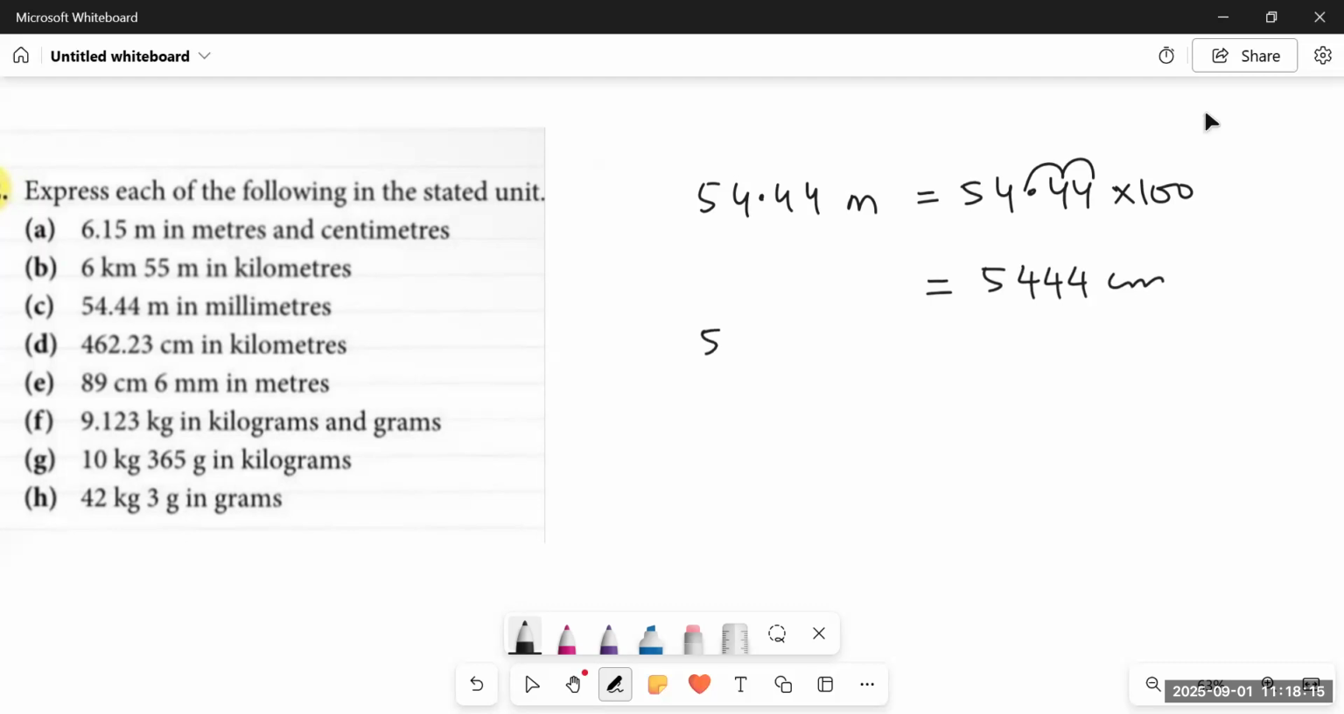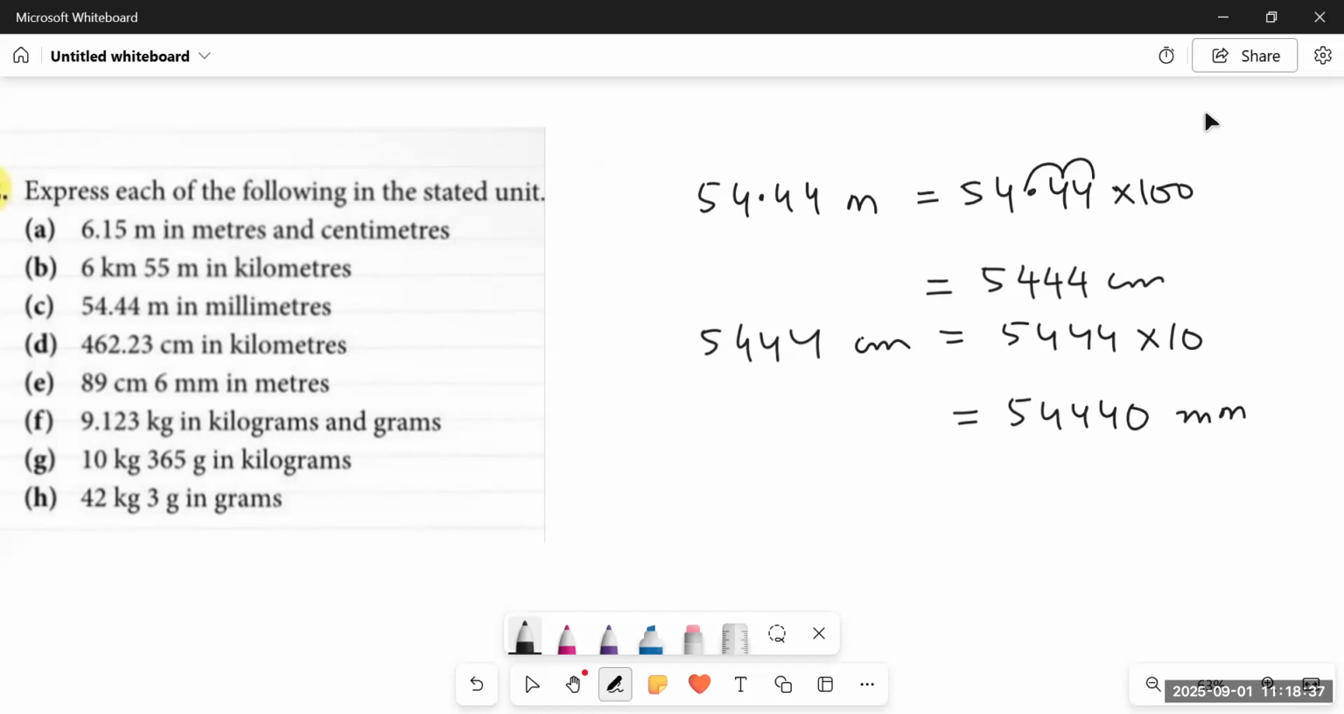But then we have to convert it into millimeters as well. So what are we going to do? We will further multiply it by 10, because 1 centimeter is equal to 10 millimeters. So upon multiplying it by 10, we know that when we multiply a whole number by 10, we add a 0 to the final answer. So it becomes 54,440 millimeters.